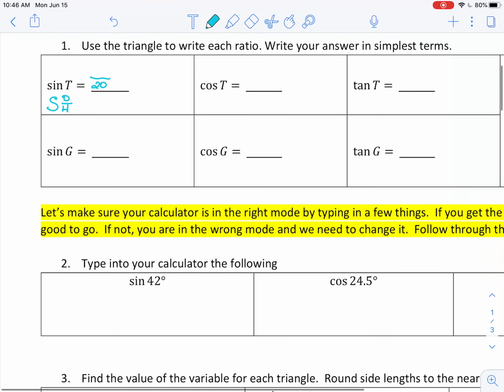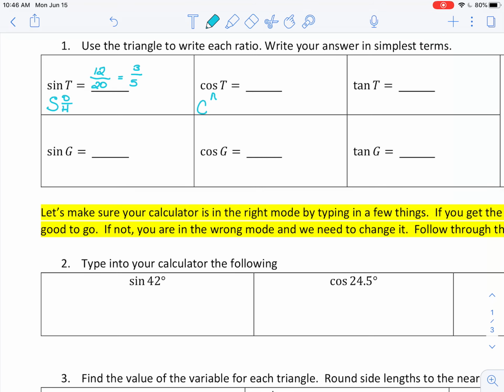So now that I know opposite is 12 and hypotenuse is 20, I'm going to put 12 over 20. That is my ratio. And then I can reduce it. 12 divided by 4 is 3. 20 divided by 4 is 5. So the sine of angle t is 3/5.